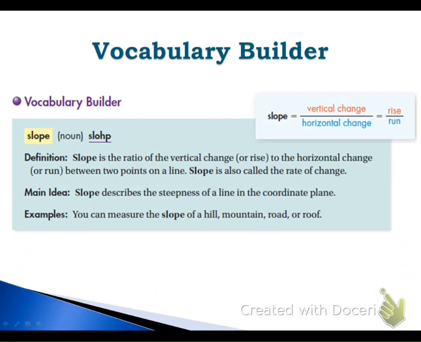So let's go over again what it means to say the slope. Slope is, the definition is a ratio of vertical change or rise to its horizontal change or run between 2 points on a line. Slope is sometimes also called the rate of change. Slope describes the steepness of a line in a coordinate plane. You can measure a slope of a hill, a mountain, a road, or a roof.